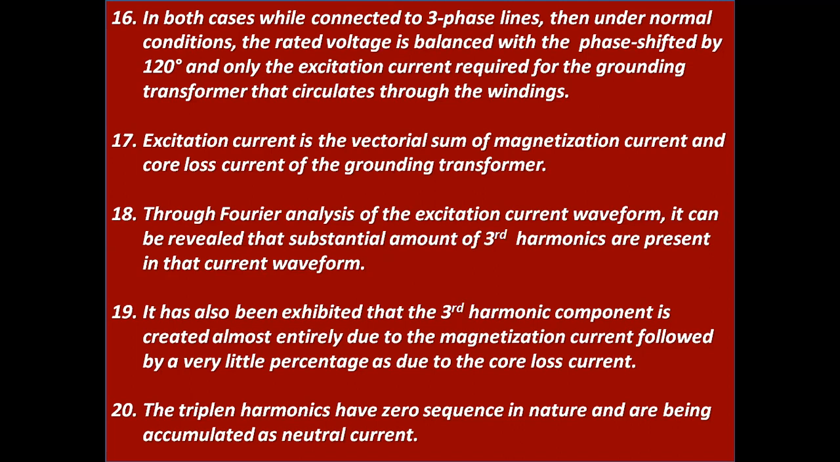Through Fourier analysis of the excitation current waveform, it can be revealed that a substantial amount of third harmonics are present in that current waveform. It has been exhibited that the third harmonic component is created almost entirely due to the magnetization current, followed by a very little percentage due to the core loss current. That is, magnetization current is the most vulnerable for creating third harmonic components. The triplen harmonics have zero sequence in nature and are accumulated as neutral current.